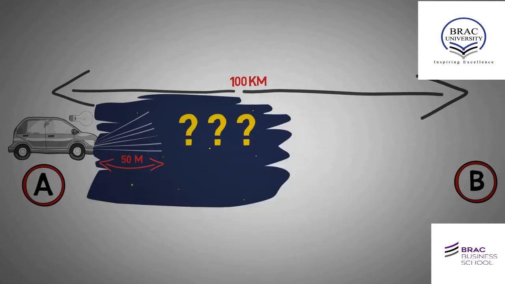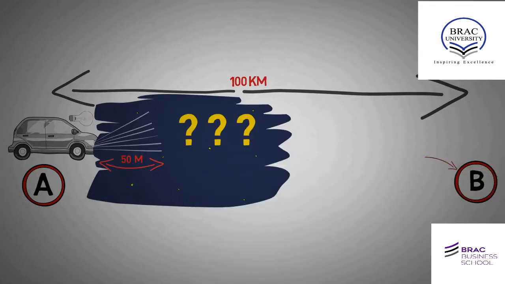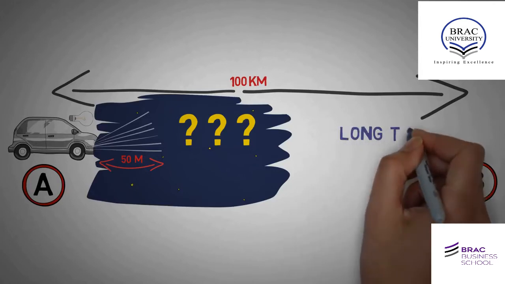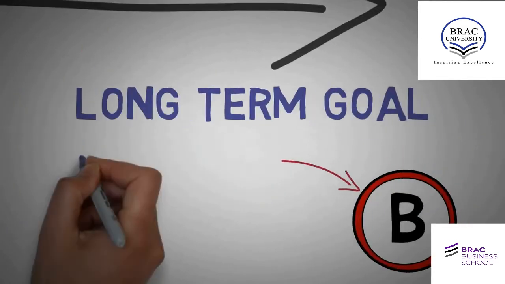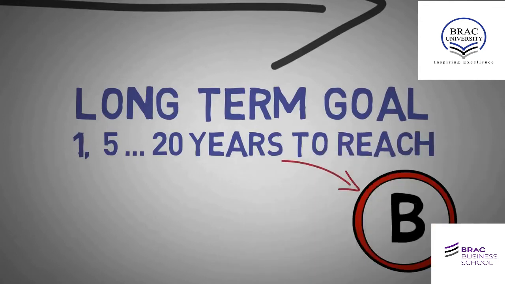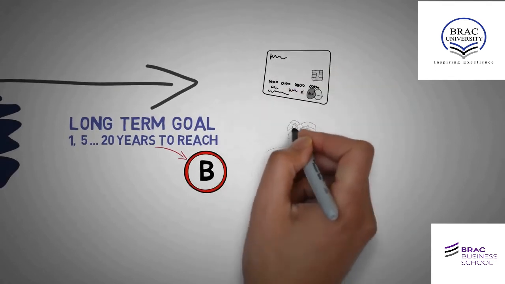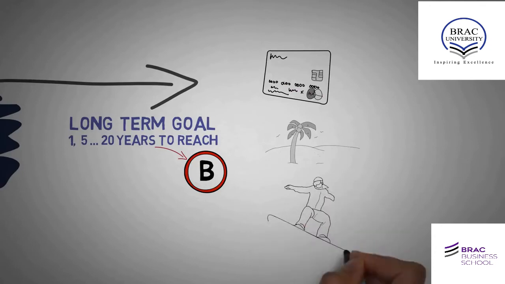How did that happen? I find this analogy very powerful. Point B is our long-term goal, which may take 5, 10 or 20 years. It's your desired destination. It could be anything: running a successful business, retiring at the age of 40, or wanting to be a top pro snowboarder.